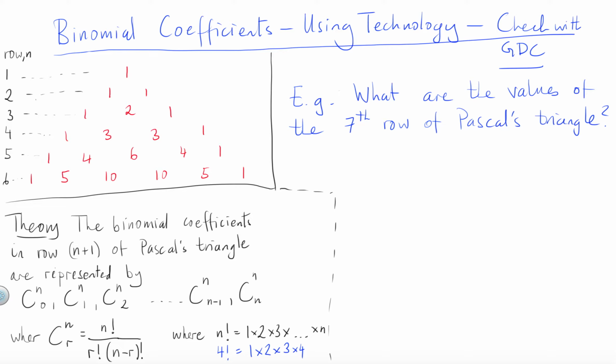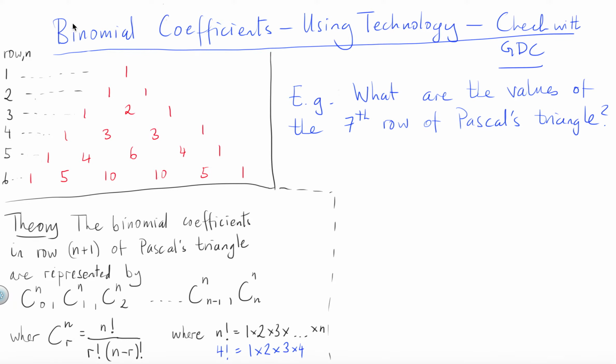So as an example, we can ask ourselves, what are the values of the 7th row of Pascal's triangle? And that we can actually quite easily do by hand, because I've done up to row 6. Getting row 7, I just start with a 1, then I add 1 plus 5 to get 6, 5 plus 10 to get 15, 10 plus 10 gives me 20, 10 plus 5 gives me 15, 5 plus 1 gives me 6, and then I end with a 1.